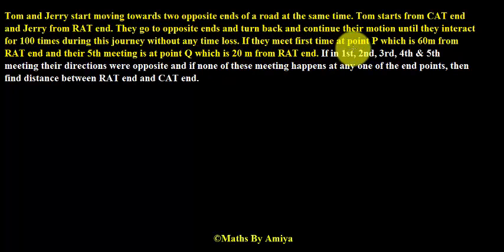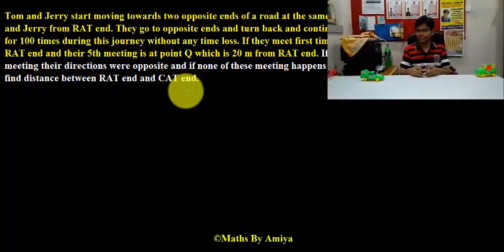If they meet the first time at point P, which is 60 meters from the rat end, and their fifth meeting is at point Q, which is 20 meters from the rat end. In the first, second, third, fourth and fifth meetings, their directions were opposite, and if none of these meetings happens at any of the endpoints, then find the distance between the rat end and the cat end. I hope the question is clear to you.